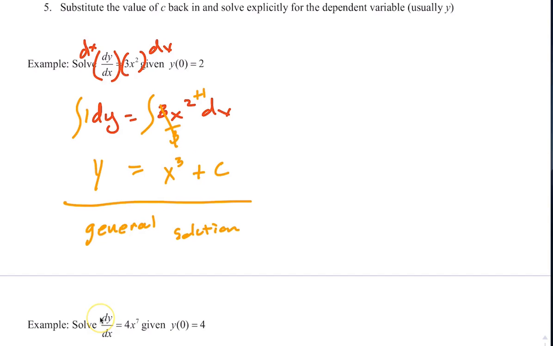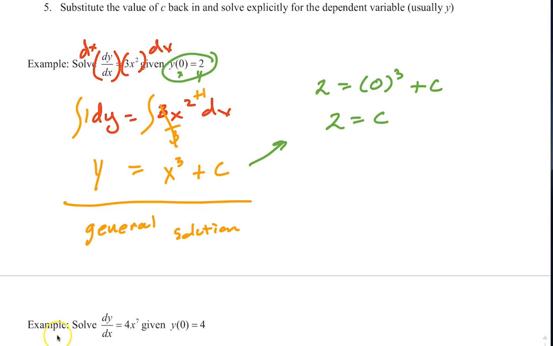But now I'm going to use my initial condition. So we're going to plug this in. Now remember, this is my x and this is my y. So they're saying when I plug in 0 for x, I get 2. So this tells me that c is 2. And then we're going to rewrite it: y equals x cubed plus 2. And that's solving a differential equation with the initial condition.